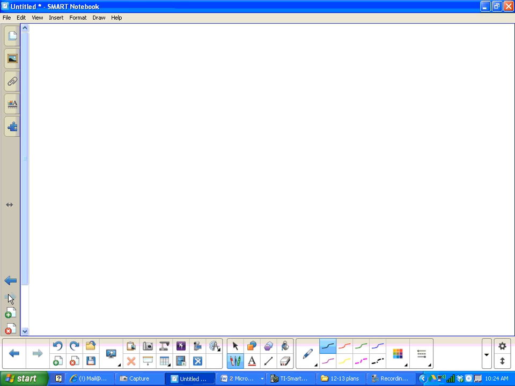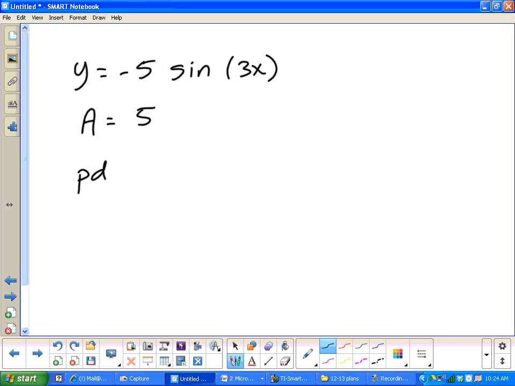Okay, let's do y equals negative 5 times sine of 3x. Okay, let's go a little faster this time. What's the amplitude? Somebody said 5 or negative? Just 5 because it's absolute value. All right, period is 2 pi divided by b. Now, what's my b value? 3. Okay, so it's going to be 2 pi divided by 3.